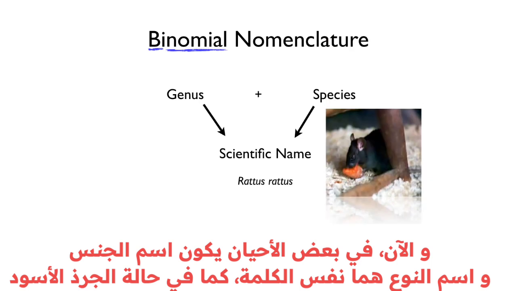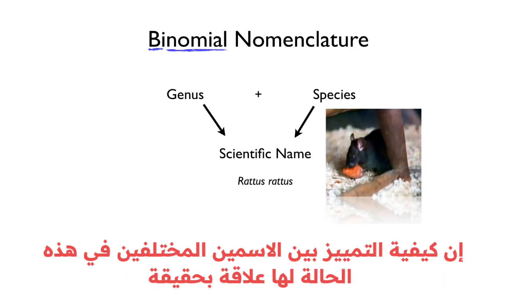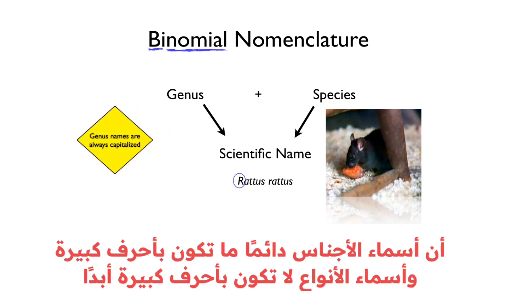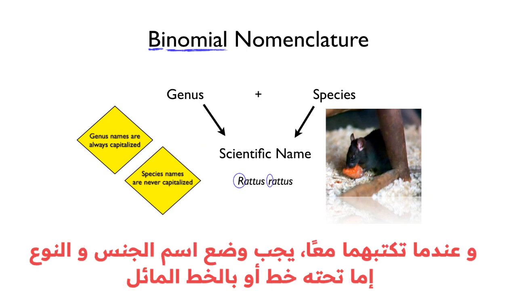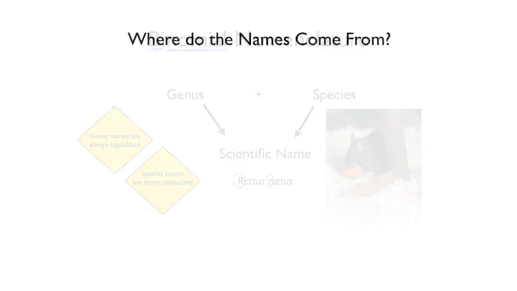Now, sometimes the genus name and the species name are the same word, as in the case of the black rat. How you tell the two different names apart in that case has to do with the fact that genus names are always capitalized and species names are never capitalized. And when you write them together, the genus and species name should be either underlined or in italics.